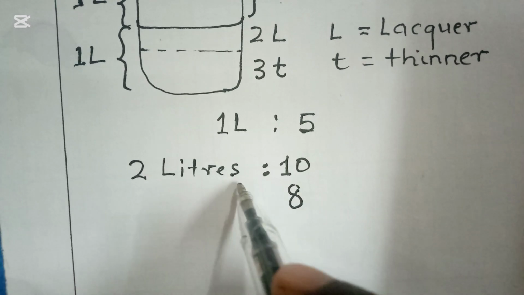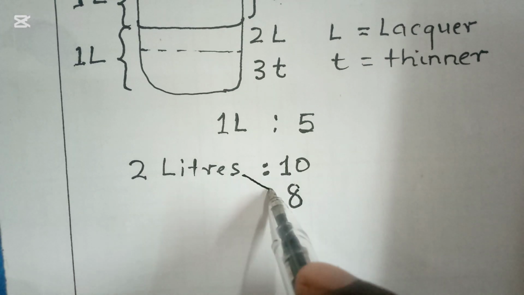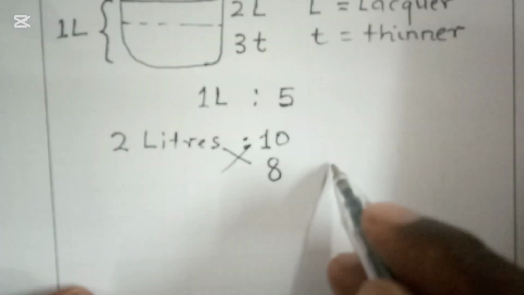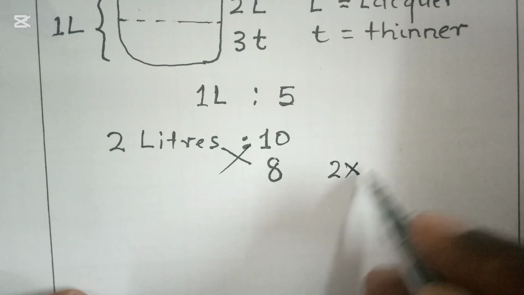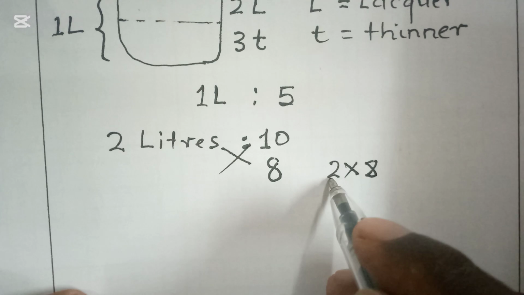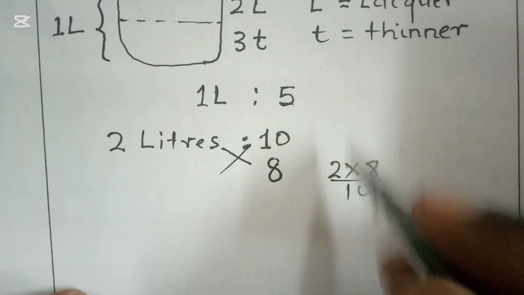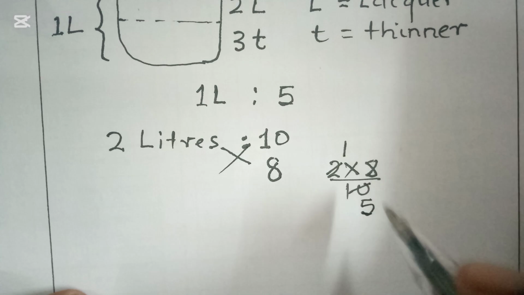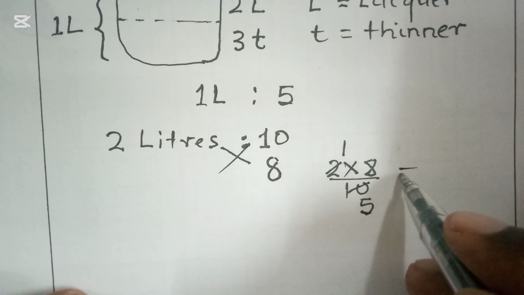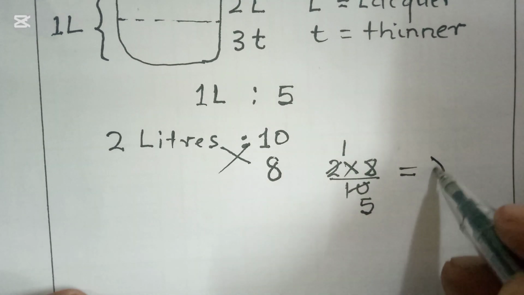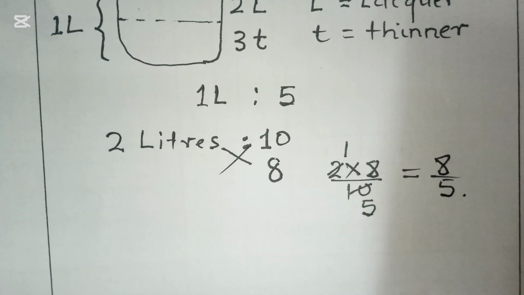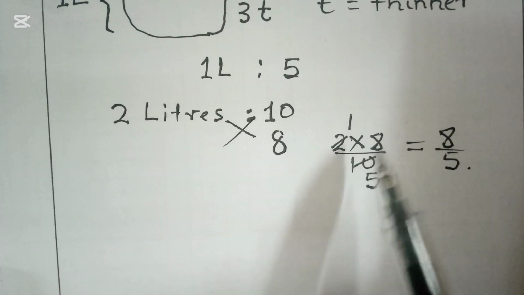And so we can now look for the ratio for that in these 2 liters. We do cross multiply. This is going to be 2 times 8 all over 10. So divide by 2, 1 by 2, 5. So guys, we are going to have this one as 8 all over 5. That is for the thinner.